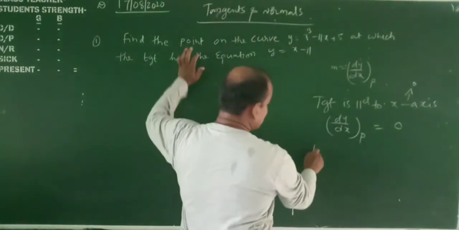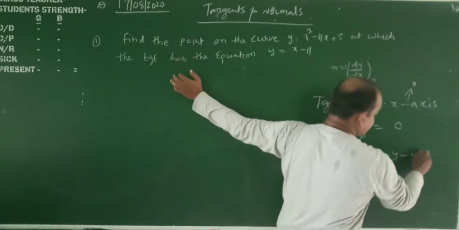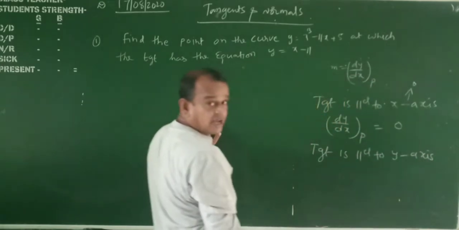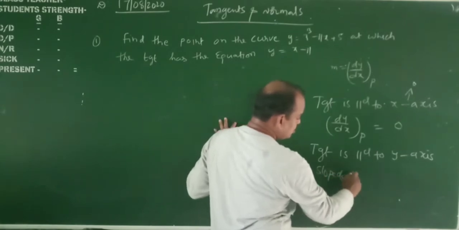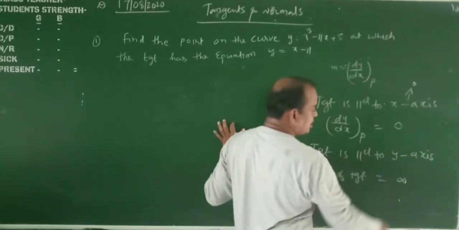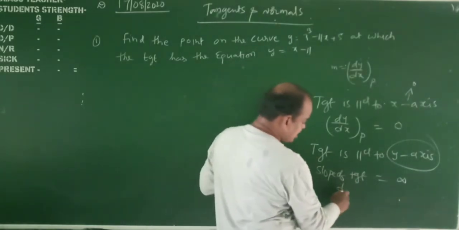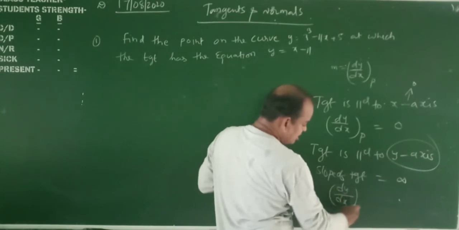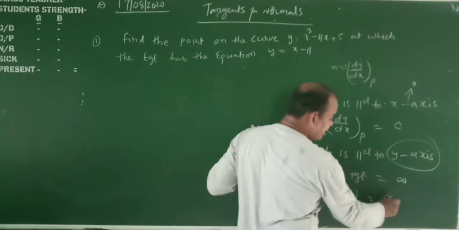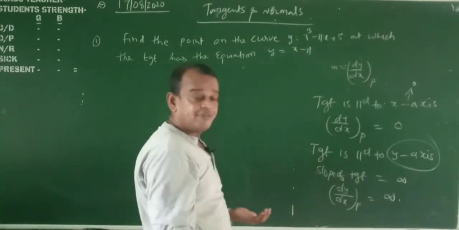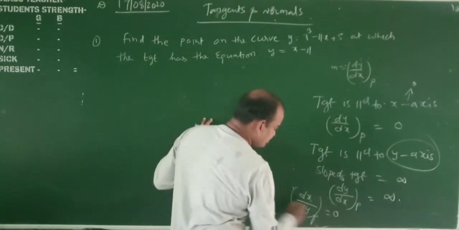Suppose the tangent is parallel to the y axis. Therefore, the slope of the tangent is infinity, because the slope of the y axis is infinity, meaning not defined. The slope of the tangent is dy by dx at P, which is infinity. The reciprocal of infinity is 0, 1 by infinity means 0. That is, dx by dy at P is equal to 0.